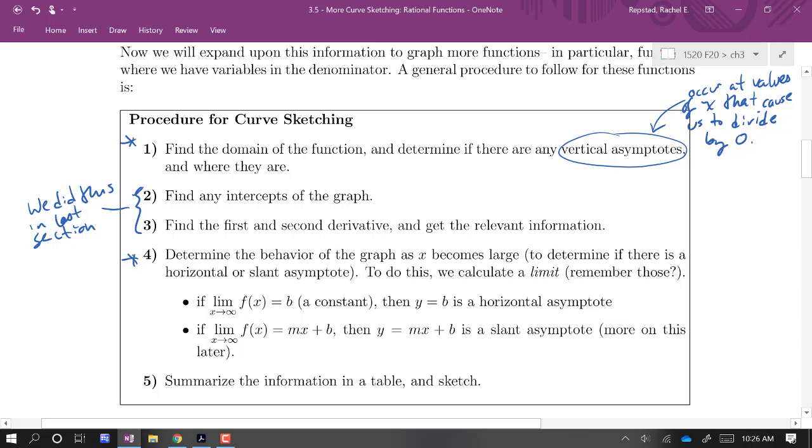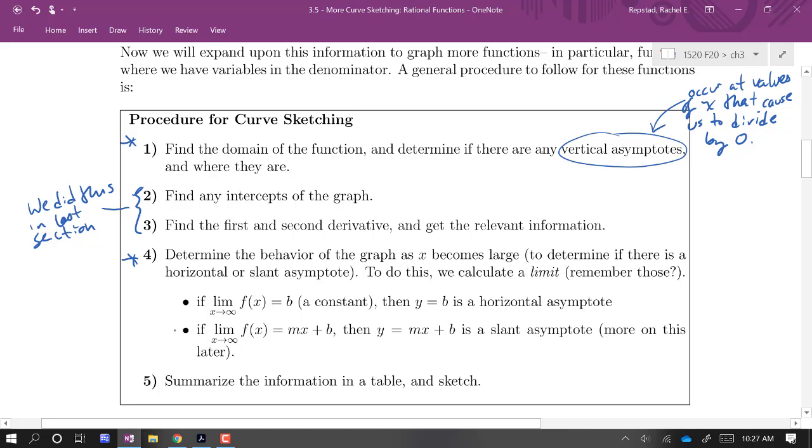With polynomials, the end behavior of the graph, what happens as x gets huge in either the positive or negative direction, is that the graph just continues up or continues down. But now that's not always going to be the case. So to determine the end behavior, we're going to calculate the limit as x approaches infinity of the function f of x. If that limit is a constant, some value b, then y equals b is a horizontal asymptote, meaning it's a horizontal line that the graph approaches, gets closer to, as x gets big.